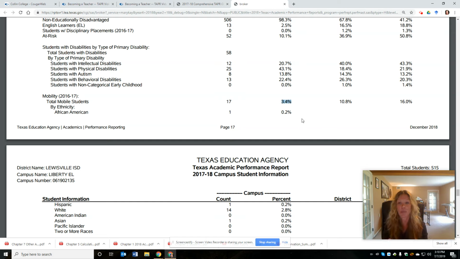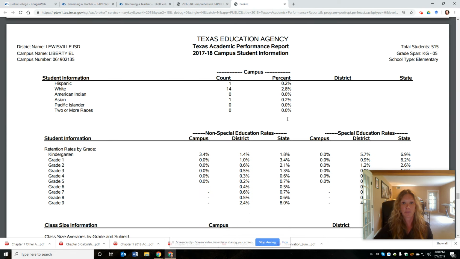That's why that mobility rate is really important, because let's say in October that student was there. Well, maybe they moved away in December. They're still counted in your statistics, even if you didn't have instructional time with them for the remainder of the year. So that's where that really comes into play.